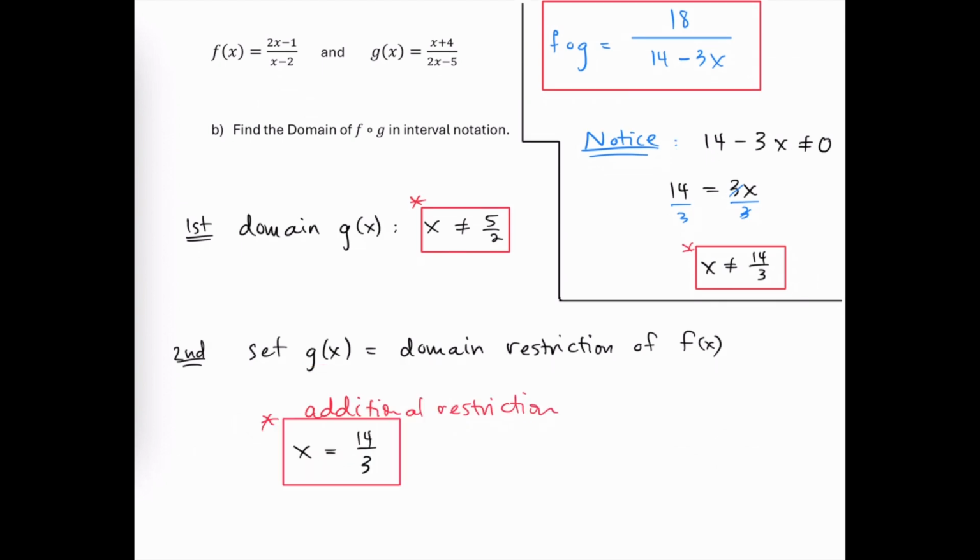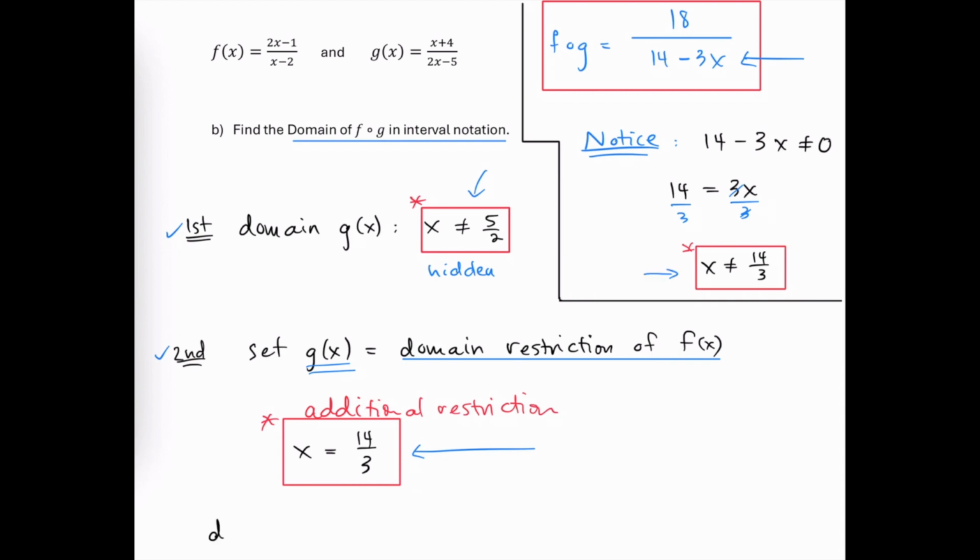So to summarize, the domain of a composite function is found by a two-step process. First, we have to find the domain of the inside function. This is the domain restriction that is not obvious from the beginning. Then we set the inside function equal to the domain restriction of f, and what we end up with as an additional restriction is one that we could see at the beginning.